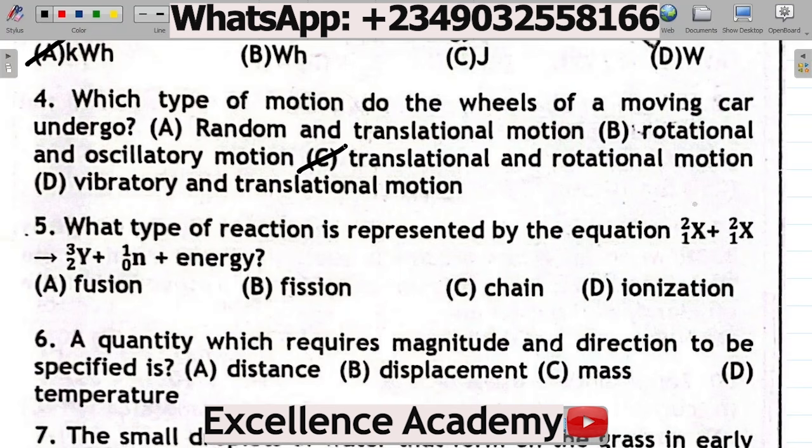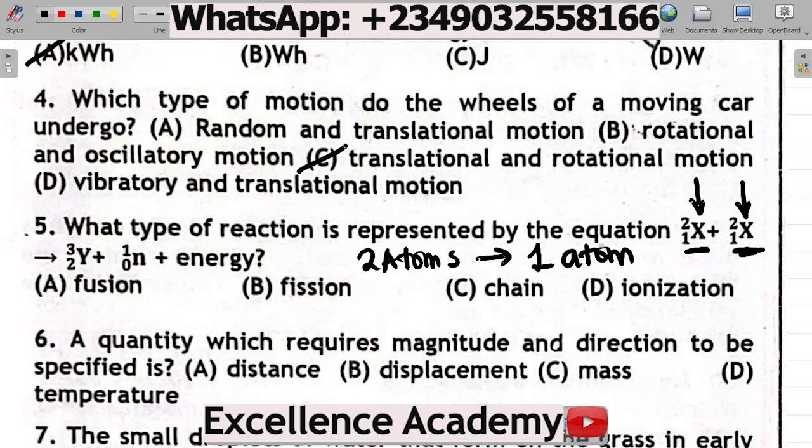Let's get the major atoms here. This is your first atom of an element. This is also an atom of the same element. And then you have this one here, the third atom. What you have here is just a neutron, and then you have energy. If you look at this correctly, you have an atom of an element combining with an atom of the same element, two atoms in the reactants part, combining to form just one atom of an element at the product part, if you leave out the neutron and the energy.